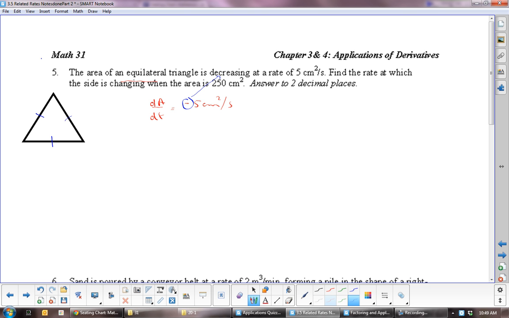Right, so what is that? Like how would I write that? ds over dt equals question mark. At or when area is 250 centimeters squared.